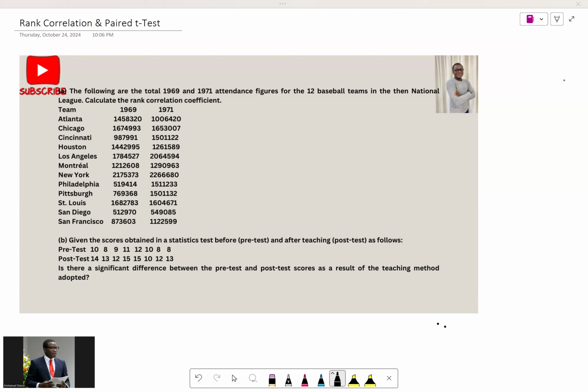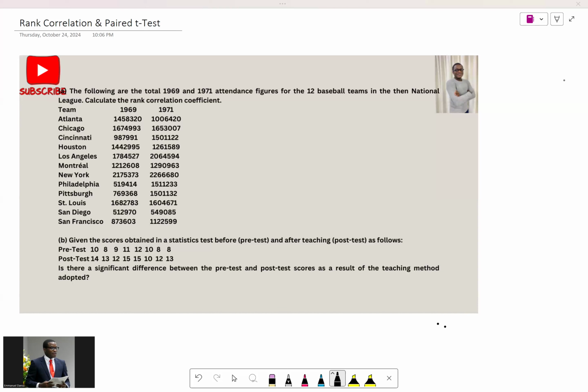So we have the teams, 12 of them, I think, and their attendances in 1969 and 1971, those long values. Thankfully, if it was going to be Pearson correlation coefficient, that would be a lot of calculation, but thankfully it's about ranking, so it's cool.